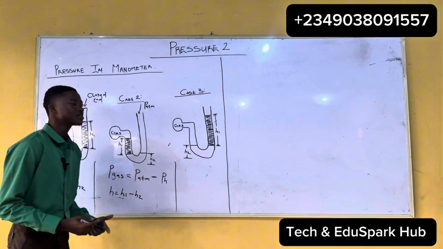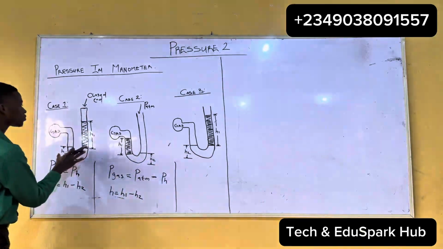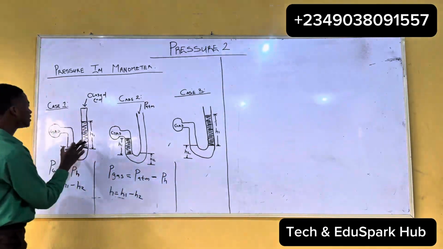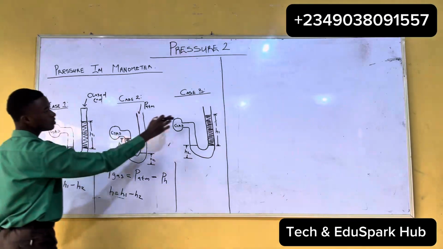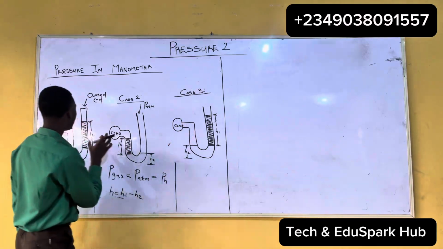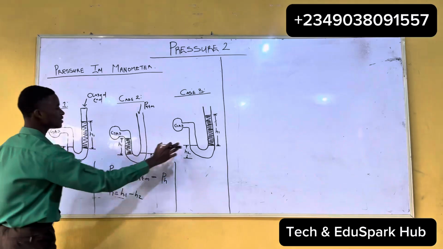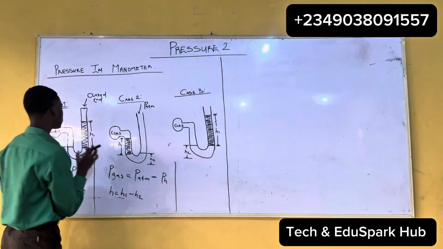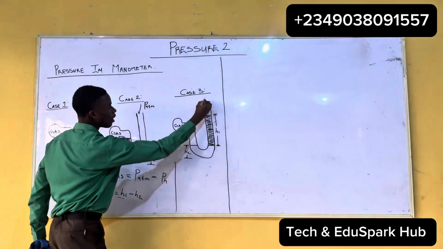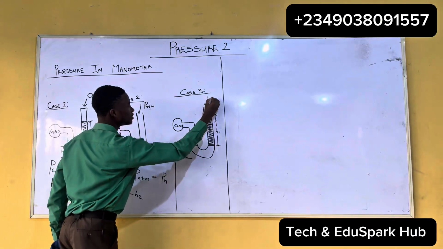And to the last case, observe a difference between case 1 and case 3. In case 1, this is a closed column, but in this case, this is an open column. But they have the same height on the liquid column and the same height on the same liquid column. So in this case, this will be our atmospheric pressure, which will be P ATM.